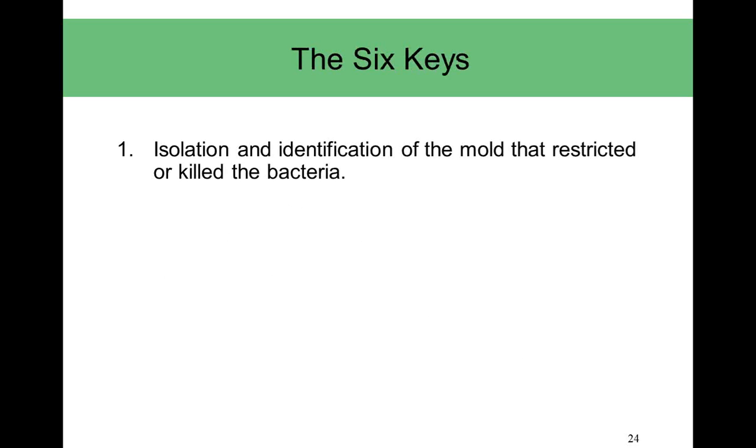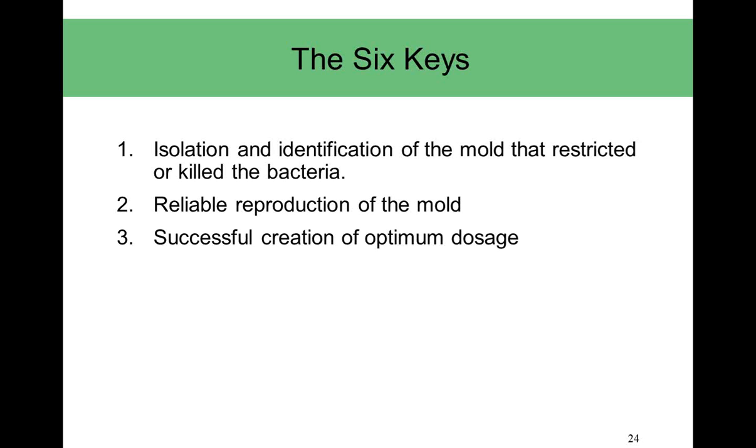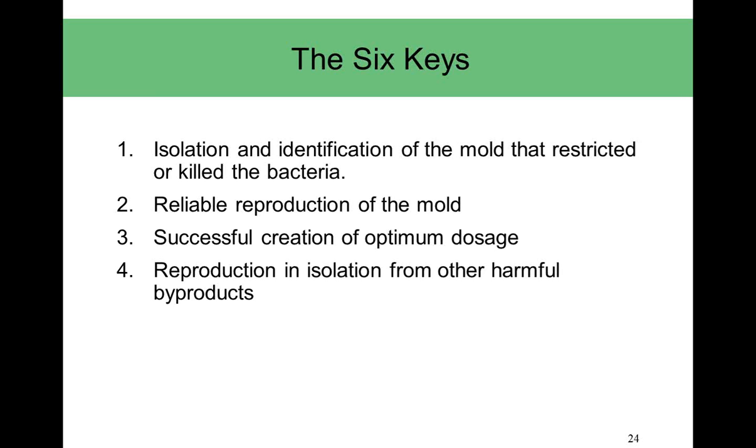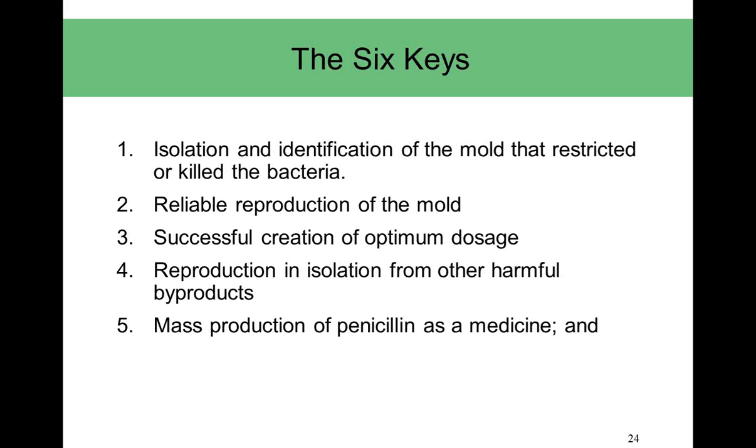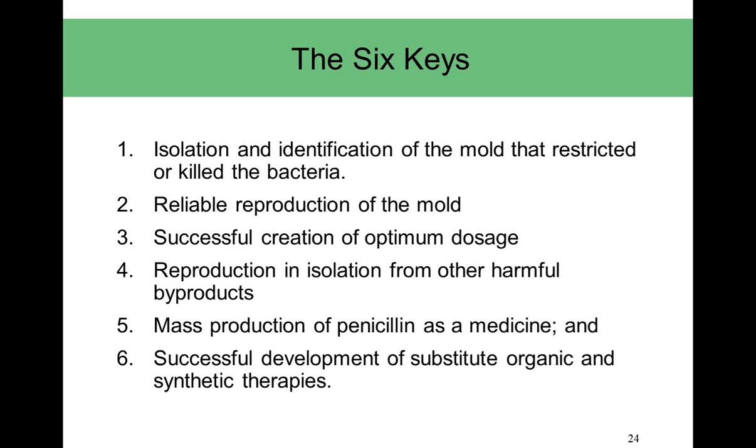So what are the 6 keys? 1, isolation and identification of the mold that restricted or killed the bacteria. Simple. 2, reliable reproduction of the mold. Very, very important. 3, successful creation of an optimum dosage. So they did that. 4, reproducing it in isolation from other harmful byproducts. Very, very important. 5, mass production of penicillin as a medicine, and that took a long time to do, especially during the Second World War. And 6, successful development of substitute organic and synthetic therapies like erythromycin and other things for people who are allergic to penicillin.